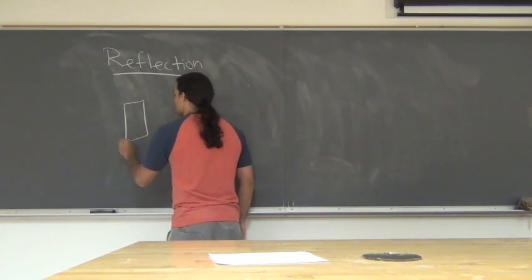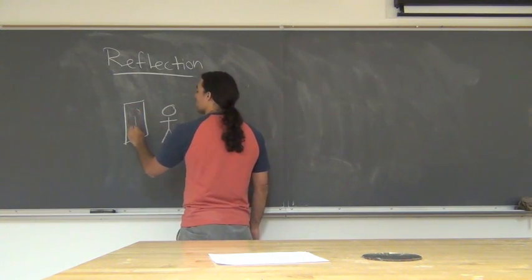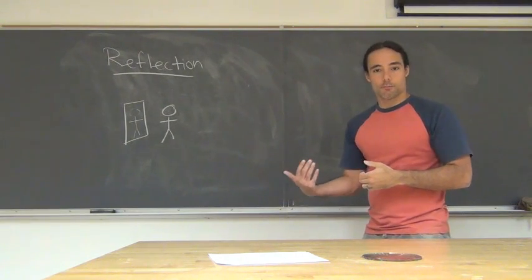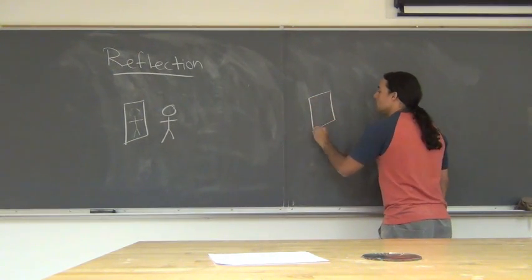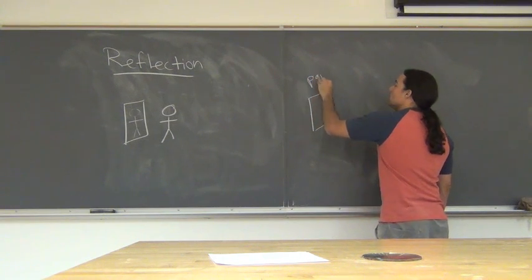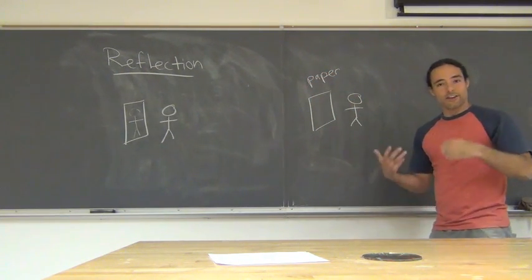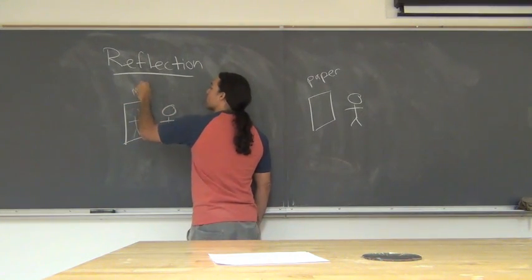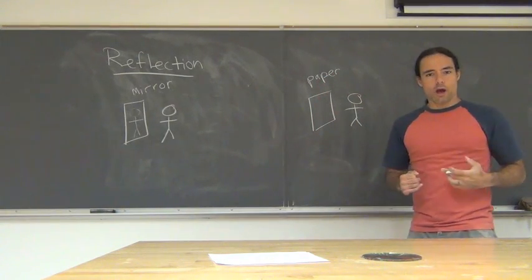Here's a mirror. Here's me. I can see myself in that mirror. I get a mirror image of myself in the mirror. However, like paper, I see nothing. I just see white. So mirror gives me reflection. Paper, not so much. What's going on there?